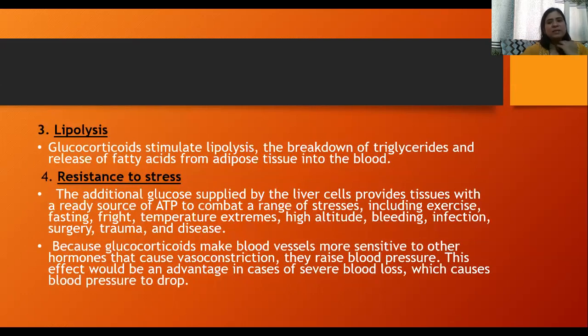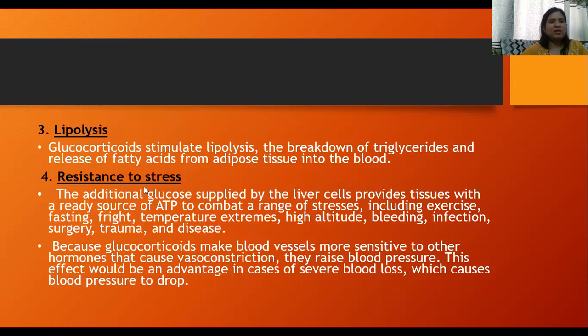Lipolysis: the glucocorticoid stimulates lipolysis, that is the breakdown of triglycerides and release of fatty acids from adipose tissue into the blood. So it causes protein breakdown, it causes fat breakdown, right? To maintain the levels of glucose in the body, maintain glucose homeostasis, right?